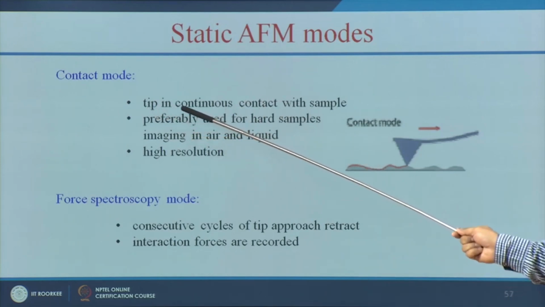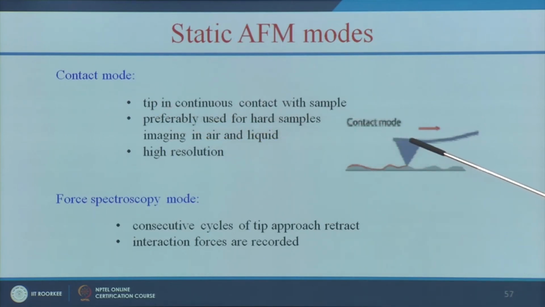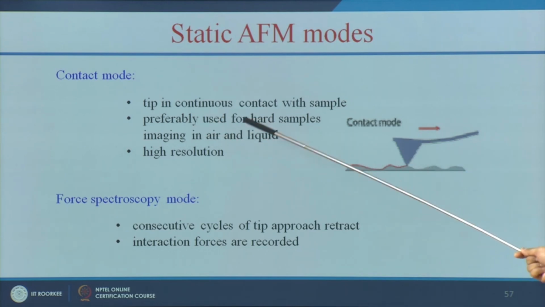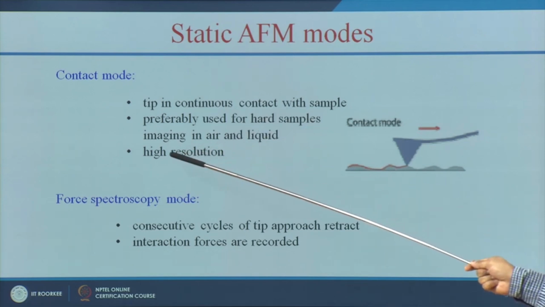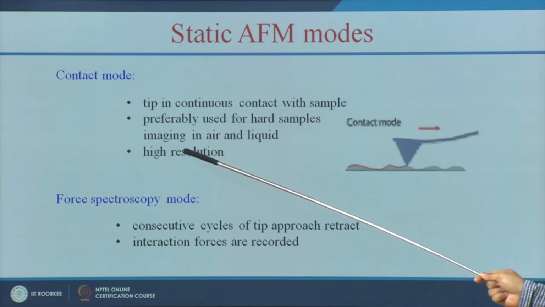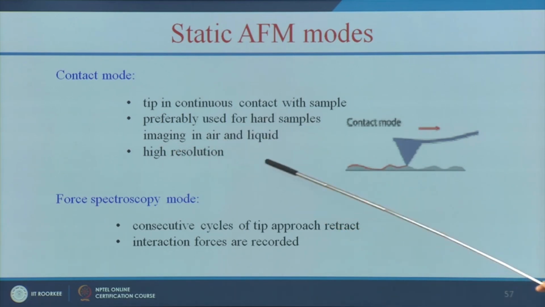In contact mode the tip will be in continuous contact with your sample. This is your tip and this is your sample, it is touching your sample and it can give the details of your sample, okay. So, it is mainly useful for hard samples, okay, and imaging can be done in air and liquid and it will give the high resolution, but the drawback is it can damage your sample or it can damage the cantilever tip.